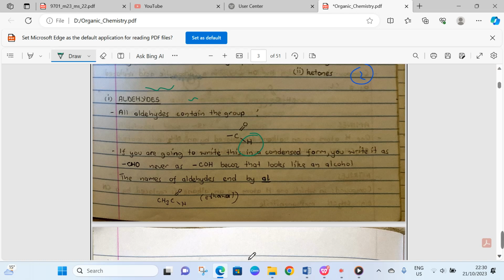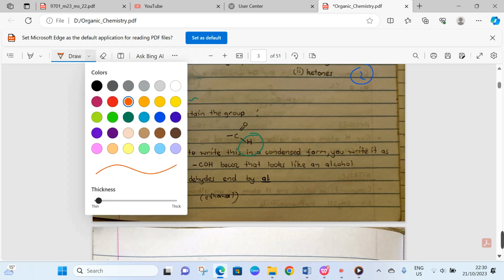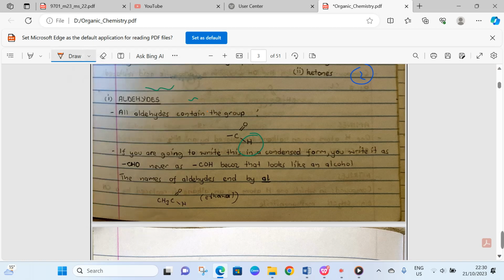So let me read out something to you that you need to know about aldehydes. Blue's better. If you're going to write this in a condensed form, you write it as CHO, right? Not as COH, because it looks like an alcohol, okay? So you always have to write an aldehyde as CHO, okay? And when you're naming aldehydes, the names end with "al." For example, for this one, it's ethanal, propanal, methanal, okay?